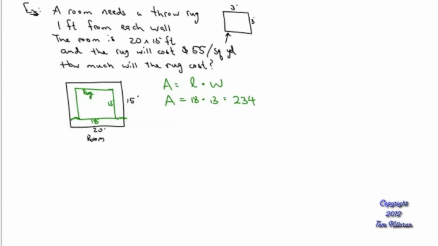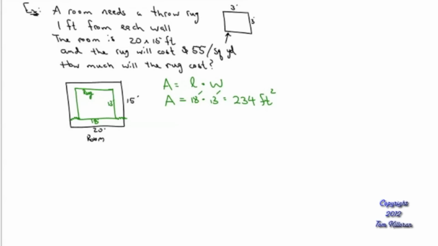234 square feet. See, this was measured in feet, this was measured in feet. Feet times feet is square feet. So you get square feet. Notice how I read that. I did not say feet squared. There is no such thing as feet squared. It is square feet, even though it's written feet squared.